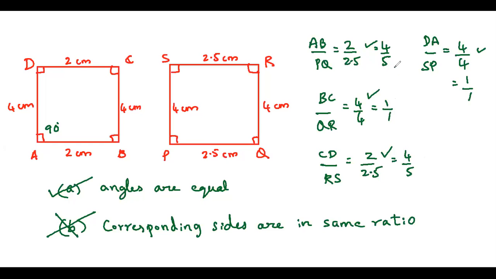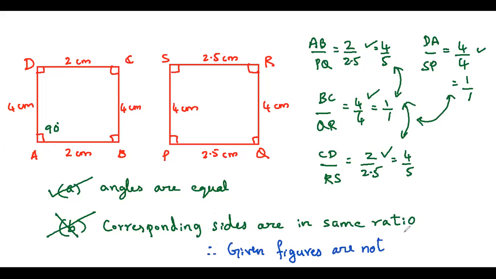So we observe all the ratios are different. They are not equal. So the condition that corresponding sides are in the same ratio is not satisfied. Therefore, what is my conclusion? Therefore, the given figures are not similar.